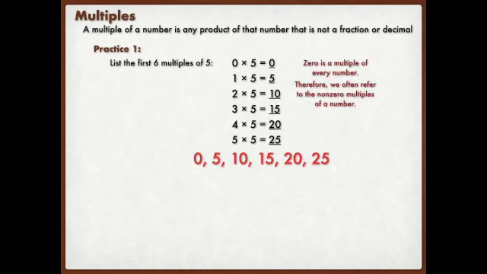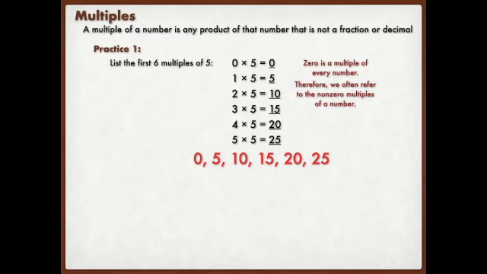So they want me to give the first 6 multiples of 5. Now, 0 is a multiple of every number. So if you were asked to give the first 6 multiples, you would include 0. But most commonly, a textbook or a worksheet or someone may ask you to give the first 6 non-zero multiples. So that would not include 0.